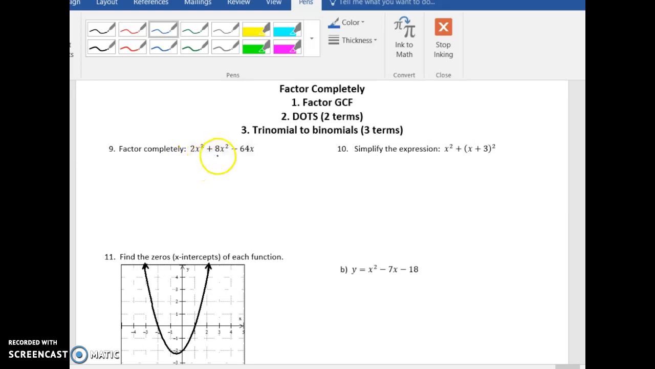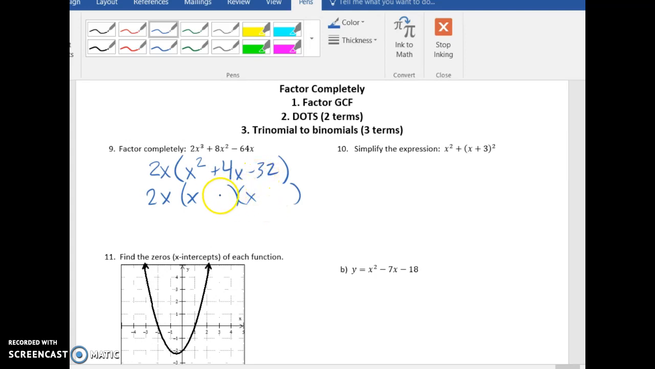So factoring completely on this one, we want to look again for a GCF. So we can divide all of these by 2. We can also divide all of these by x. So I'm going to pull the 2x out front, and then I'm left with x squared plus 4x minus 32, and then factor that. So trinomials are going to factor down into two binomials.